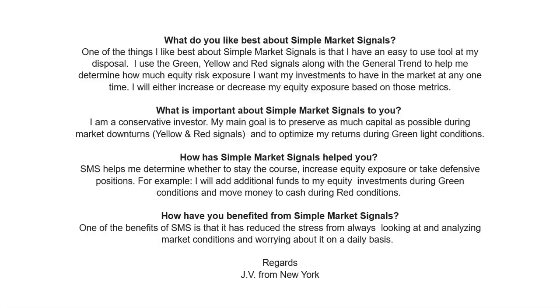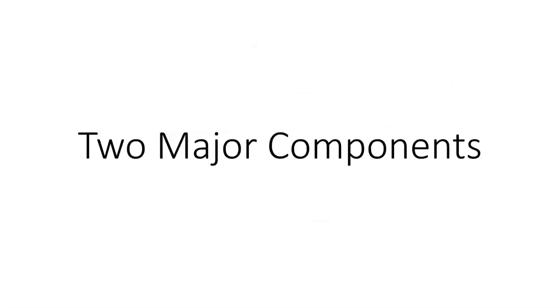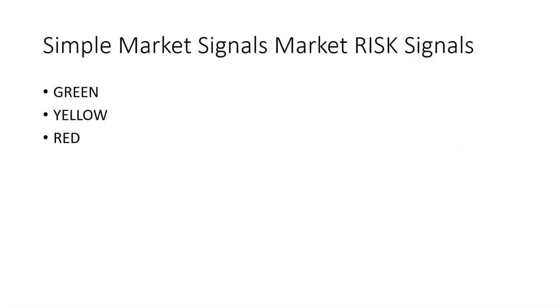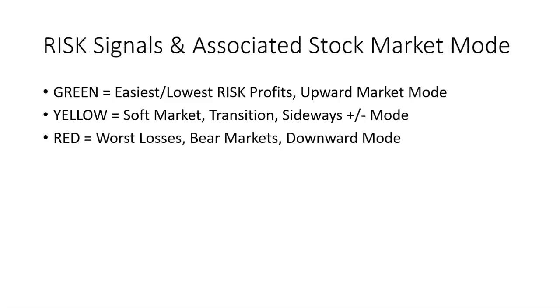I really appreciate that. There are two major components to the Simple Market Signals proprietary model. There's the market mode, the market risk level signal, and then there's the general trend indicator. Let's start off with the Simple Market Signals risk signals. The market mode signals are simply green, yellow, or red.